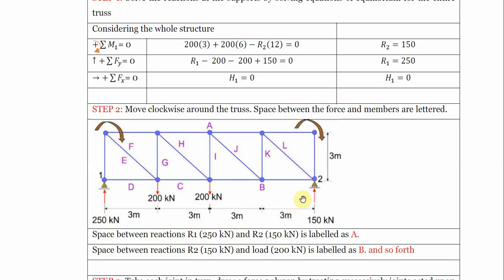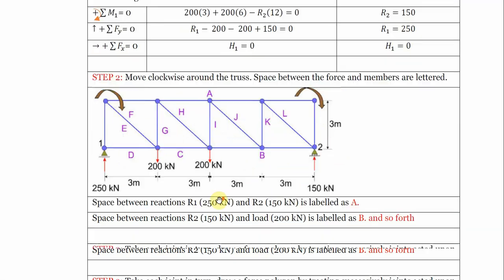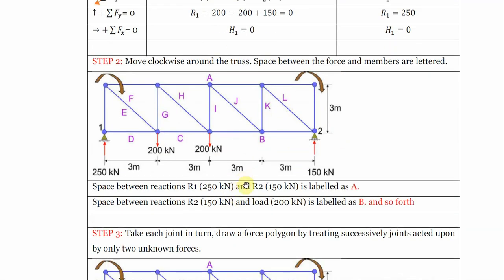This is R1, this is R2. The space between them is labeled R1, R2. The space between them, as I said the other time, is labeled A. Now, the space between reaction R2 and the 200 load is labeled B, and so forth, like that.